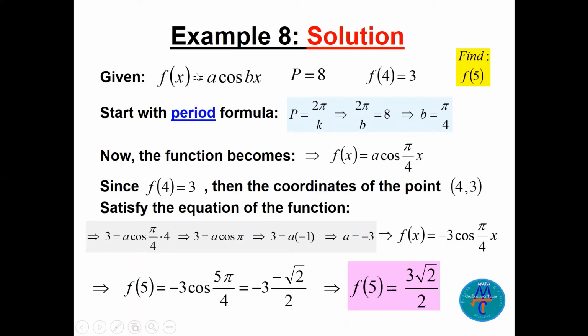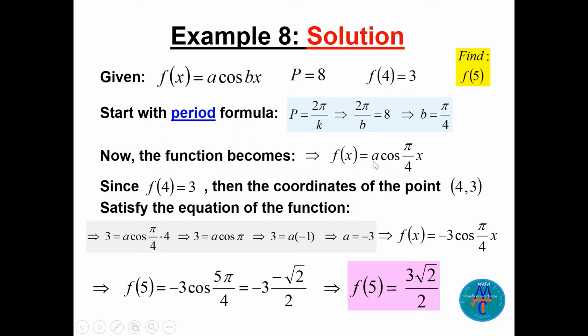So this is the function now, a cosine bx. The period is 8. Let's start with the period. See, we know the formula, p, the period, 2 pi over k. K in our question now is b. So I put here 2 pi over b equals 8. All right, so cross multiply, you can find b is pi over 4. So that's small b there. Now the function becomes like this, a cosine pi over 4x, that's the function.